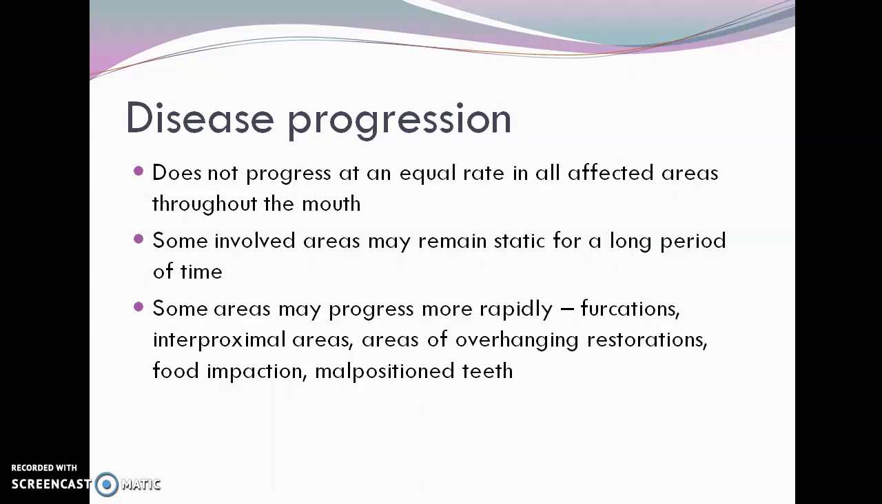Usually it may progress rapidly in areas such as the proximal area, areas of overhanging restoration, food impaction and malposed teeth. In these areas, accessibility for cleaning will be difficult, and it can result in more plaque accumulation and rapid progression of the periodontal disease.